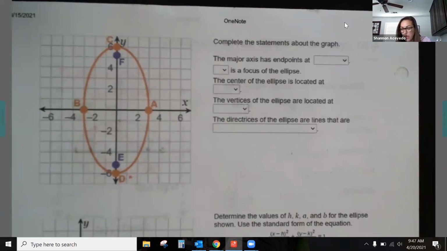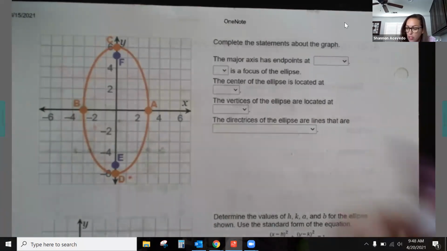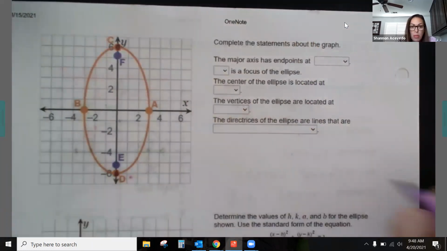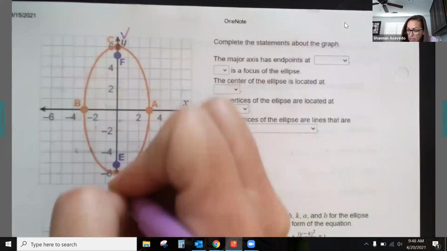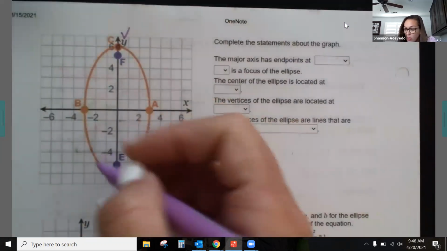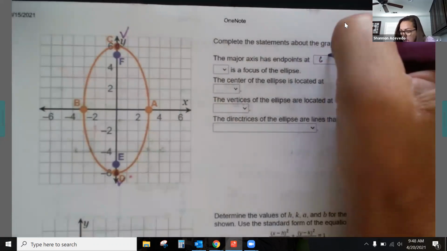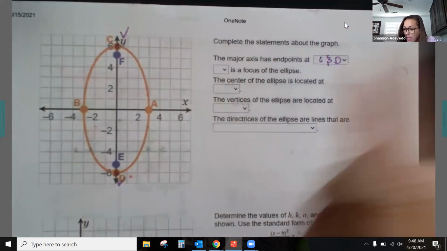Complete the statement. So I know that this is going to be a vertical ellipse. It says that the major axis has endpoints at. Where are the major axis endpoints? Well, remember, my major axis endpoints are going to be on my vertices. These are my vertices, and those are points C and D. So they're going to have you just pick the points C and D.